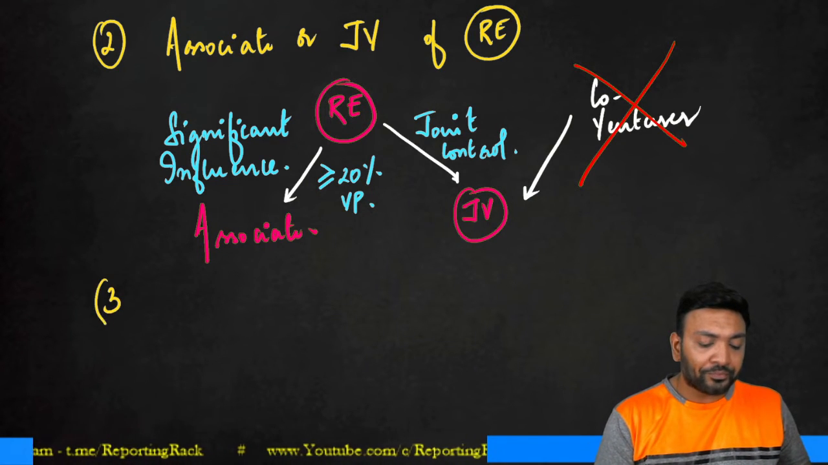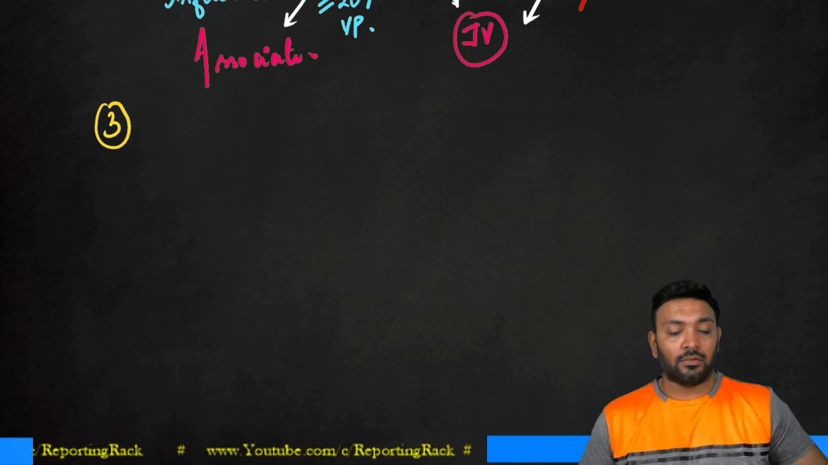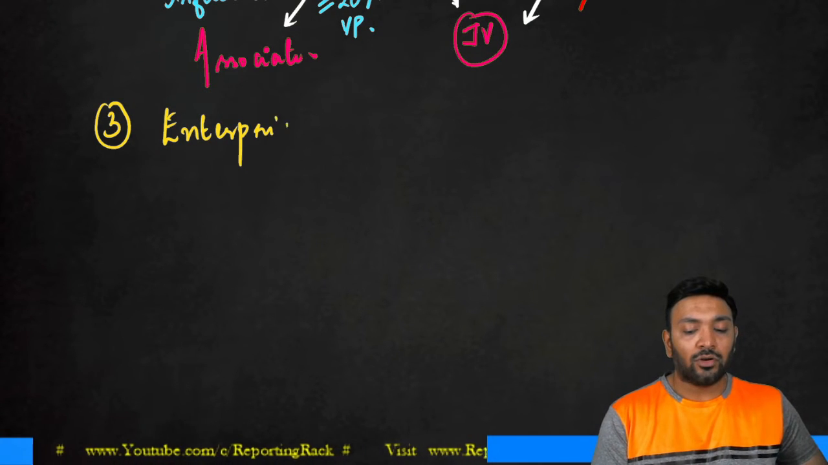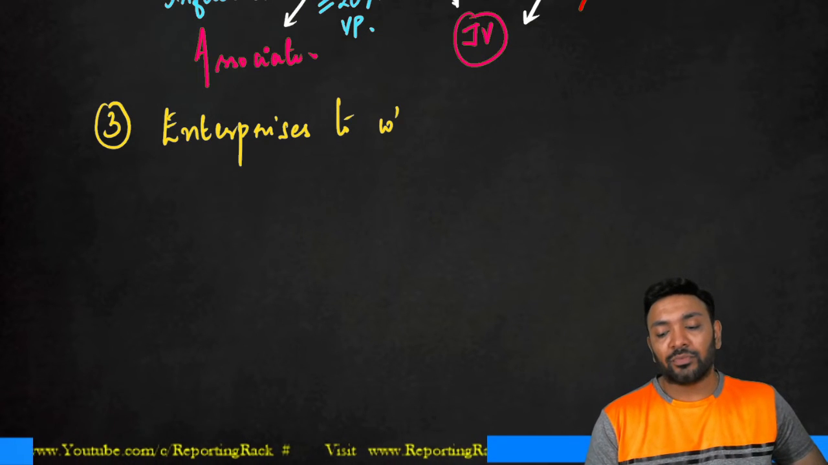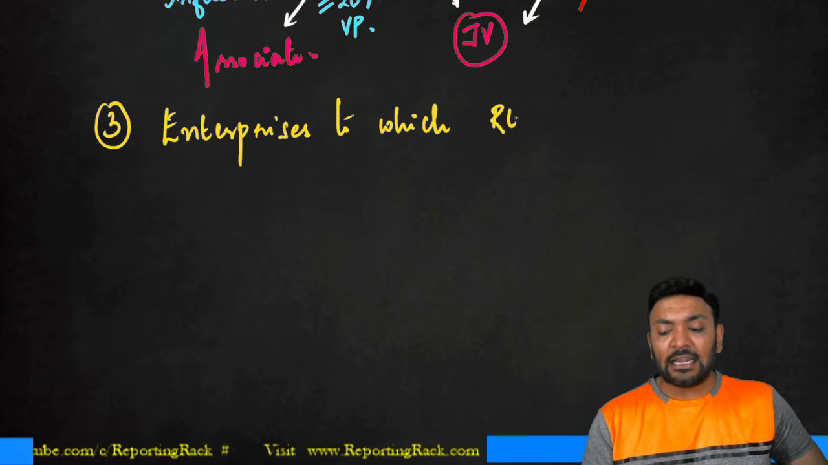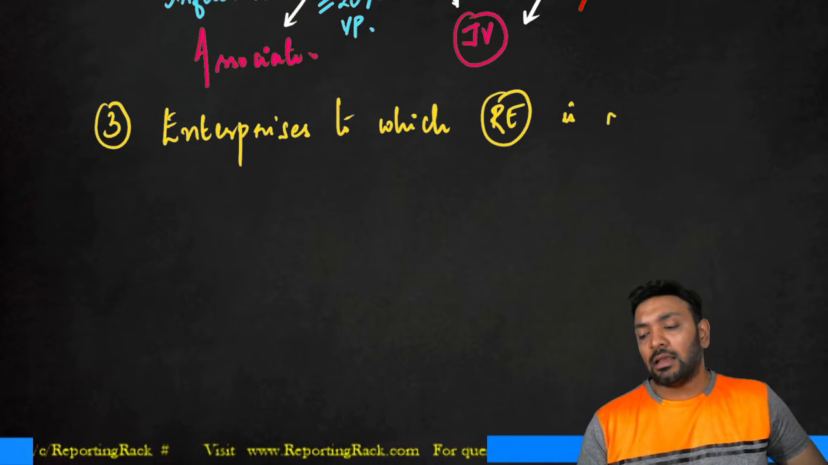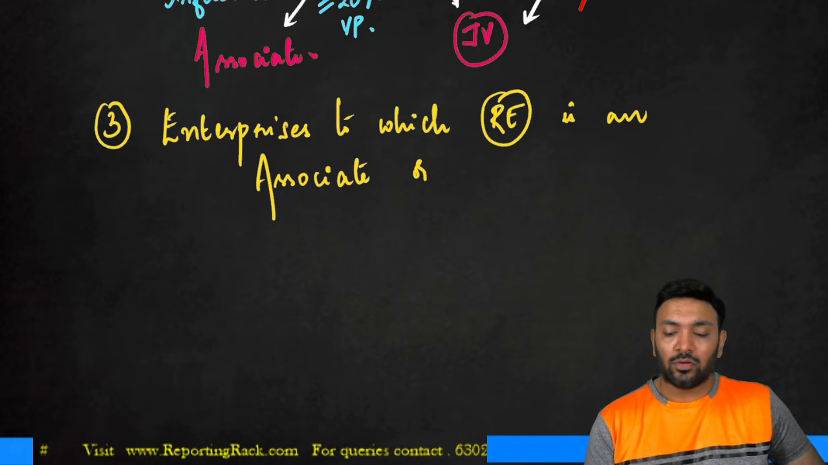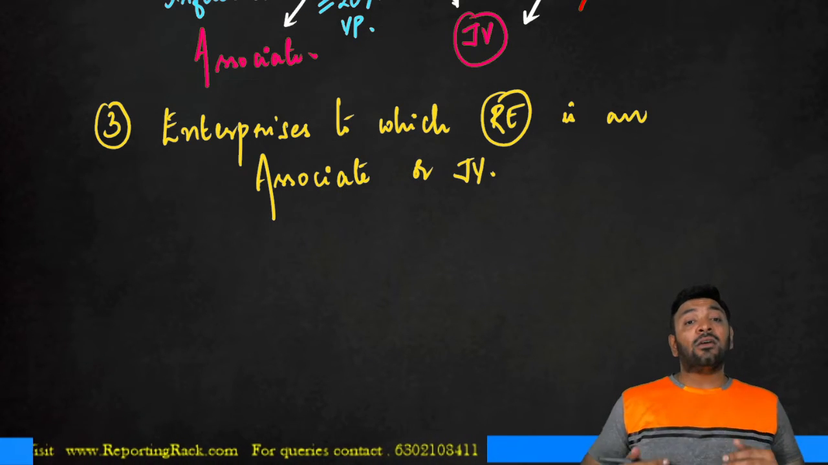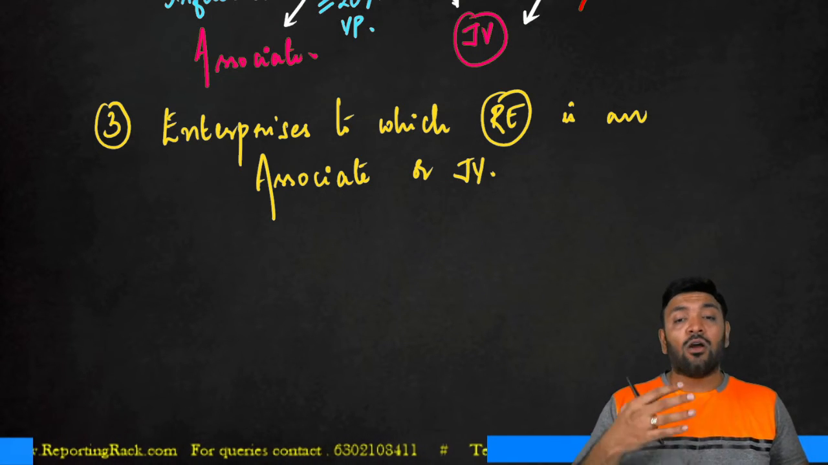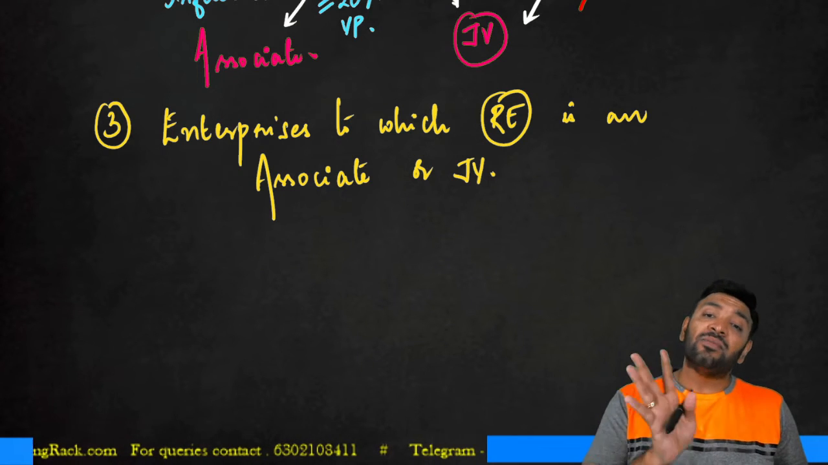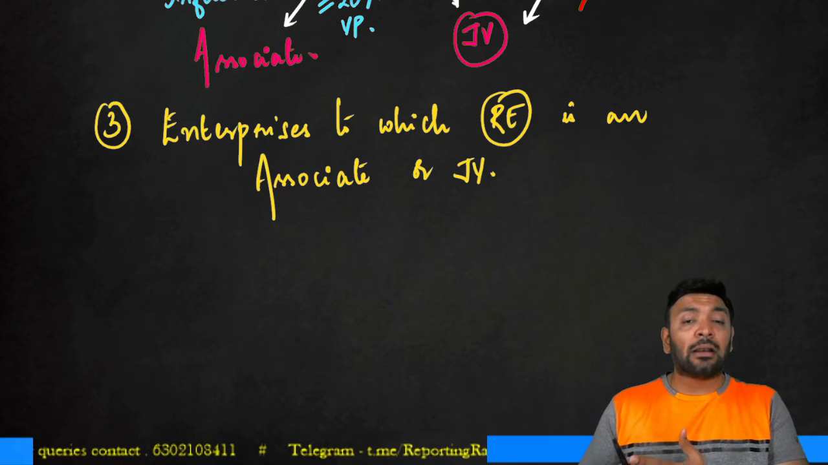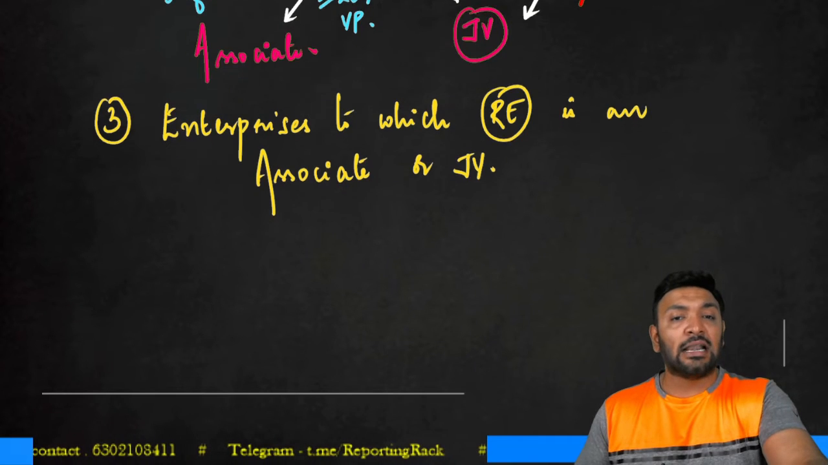Third one, enterprises to which the reporting enterprise itself is an associate or a joint venture. So what am I saying? If a reporting enterprise has an associate or a joint venture, they're anyway related parties as per part 2. But part 3 is saying enterprises to which the reporting enterprise itself is an associate or a joint venture. I'll tell you what it means.